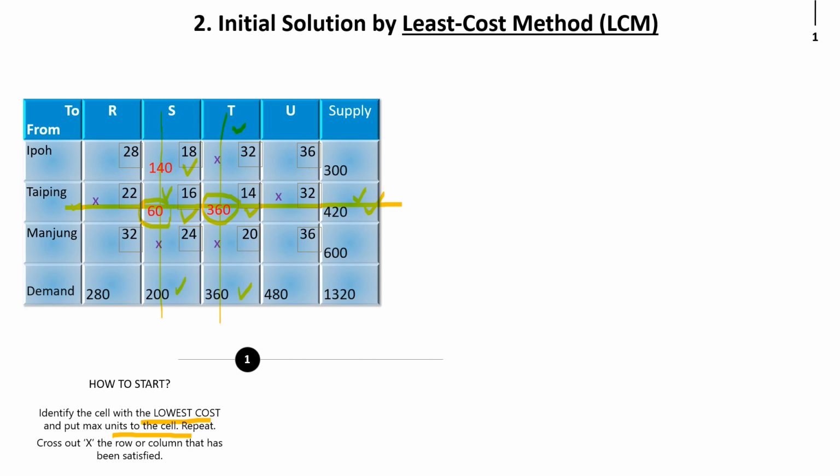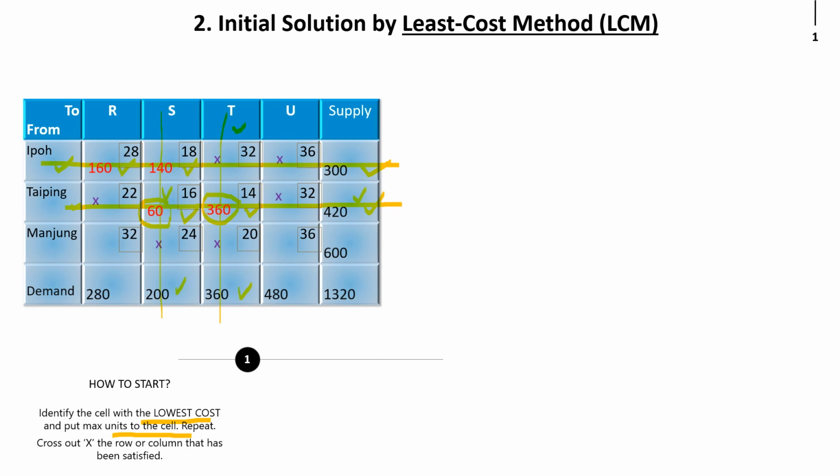The next cell that we should consider is from Ipoh to R, where the cost is 28. For row Ipoh, we already put 140, where the maximum supply is 300. So we can have another 160 units here, and 160 plus 140, the row Ipoh is satisfied. We cross out row Ipoh.